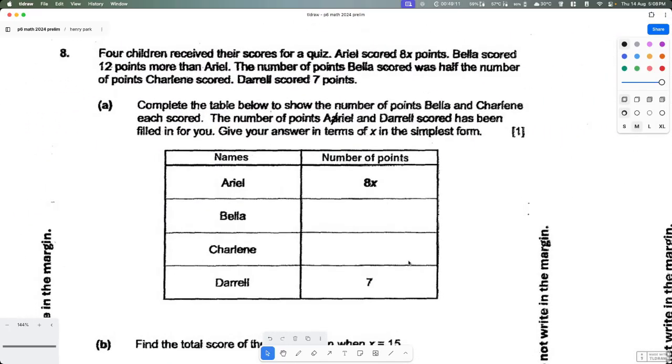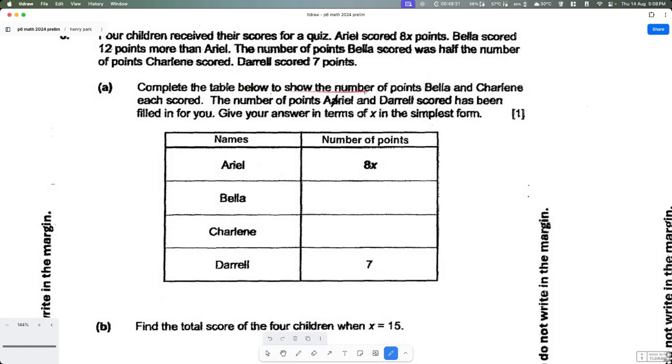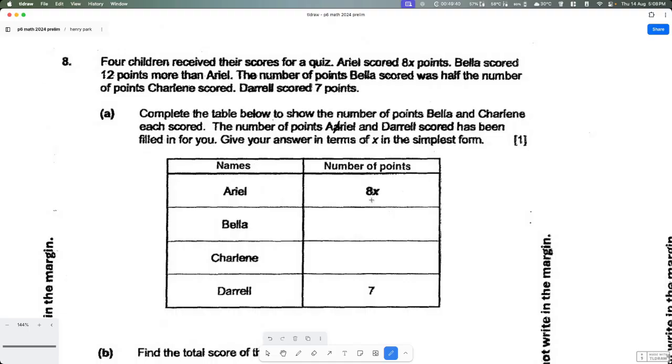Question 8a. 4 children received their scores for a quiz. Ariel scored 8x points. Bella scored 12 more points than Ariel. The number of points Bella scored was half the number of points Charlene scored, and Daryl scored 7 points. Complete the table below to show the number of points Bella and Charlene each scored. The number of points Ariel and Daryl scored has been filled in for you. Give your answers in terms of x, right? So x can be 1 also, right?